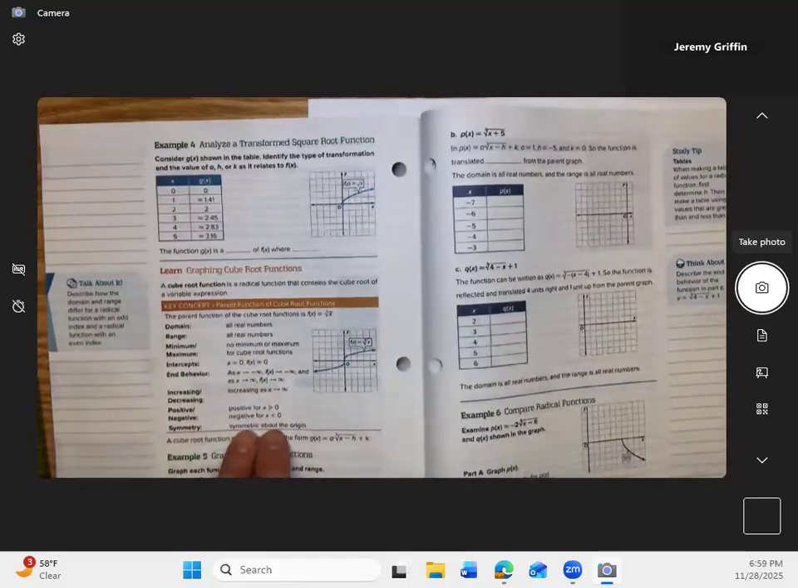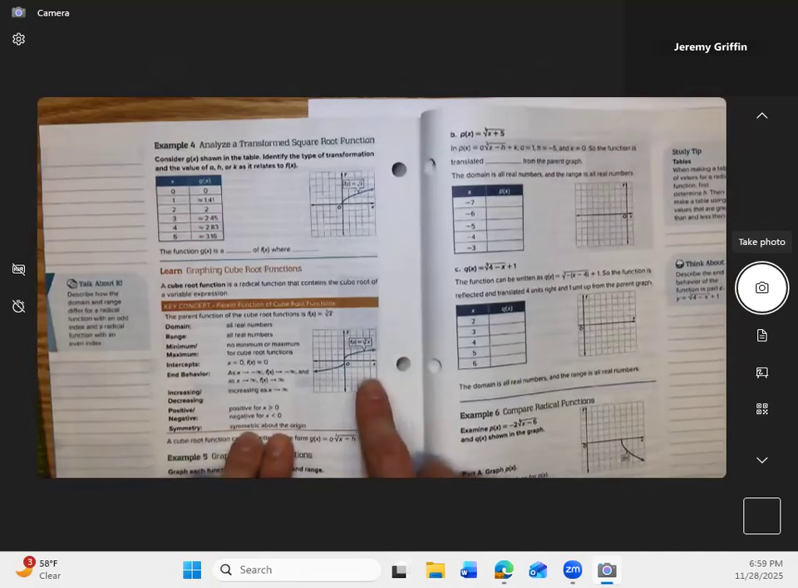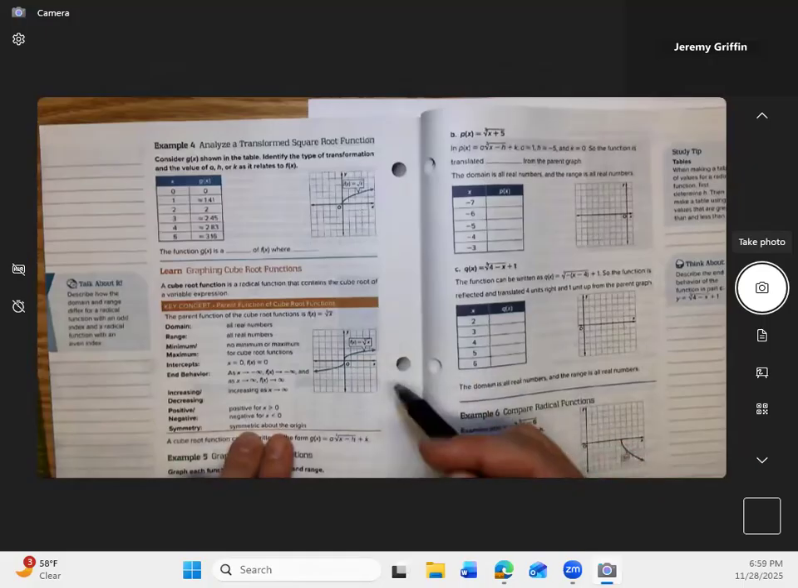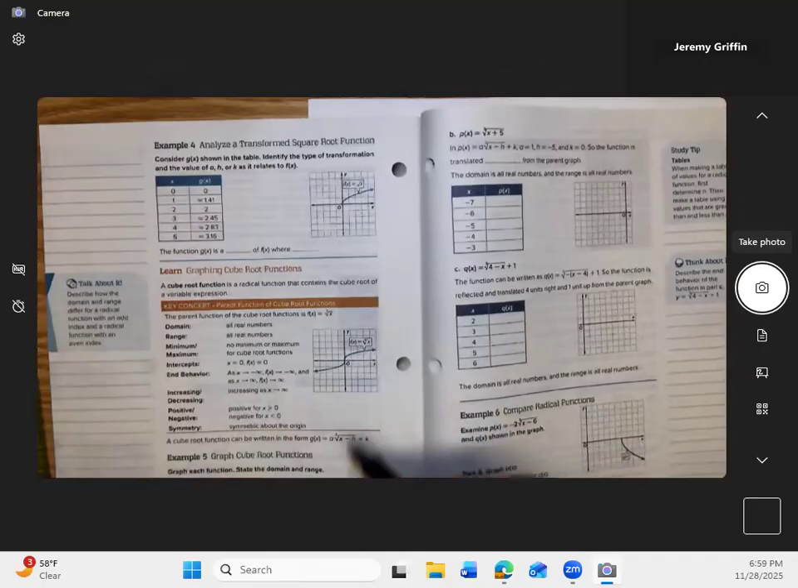It says symmetry about the origin. This is an odd function. Do you guys notice that? If you took f of negative x, it would be negative f of x. This is an odd function. It does have symmetry about the central point, so about the origin.